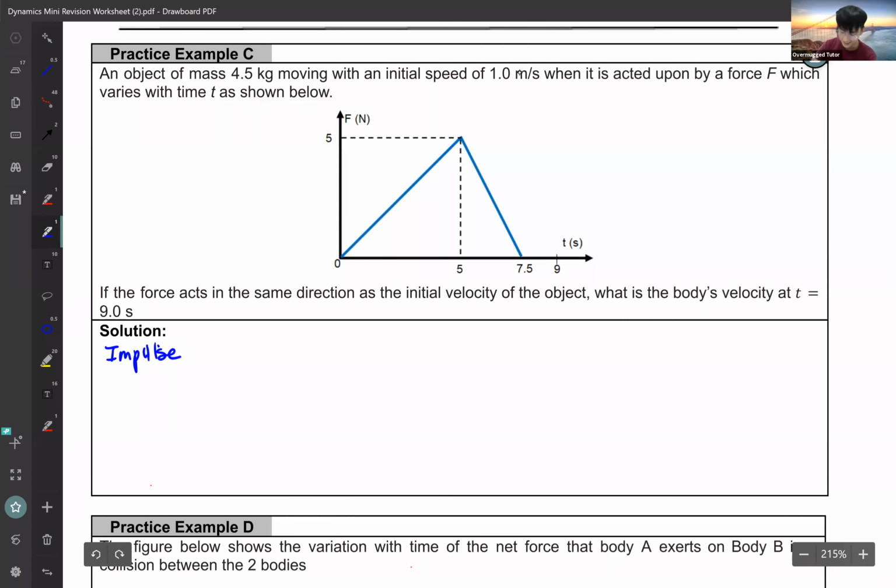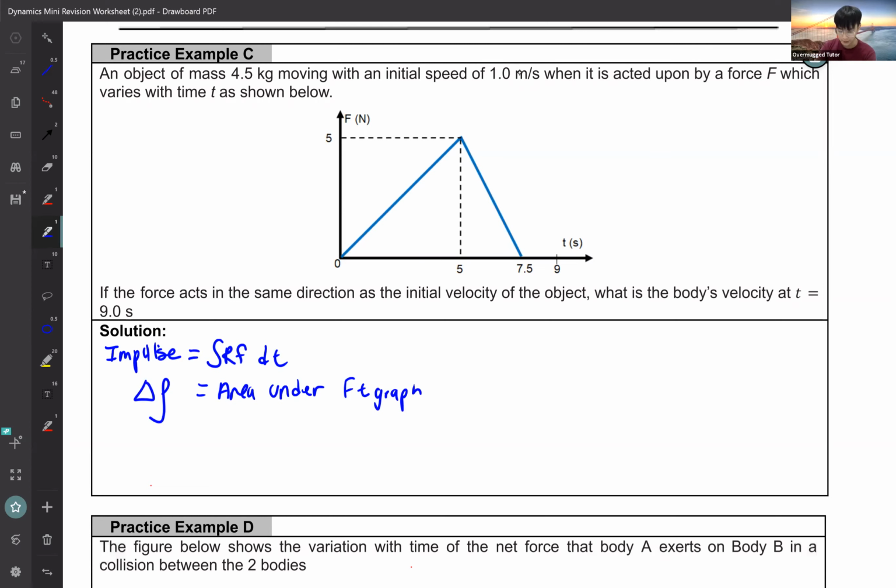Okay, the impulse is also the area under the force-time graph. So it's the integral of resultant force with respect to time. In other words, it's the area under the F-t graph. So this impulse is also the change in momentum. So you know that the change in momentum is just this area. So you can find the area. So it's half times 7.5 seconds times 5.